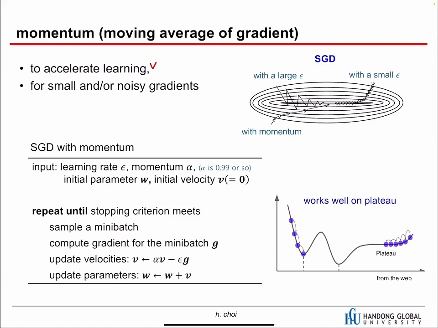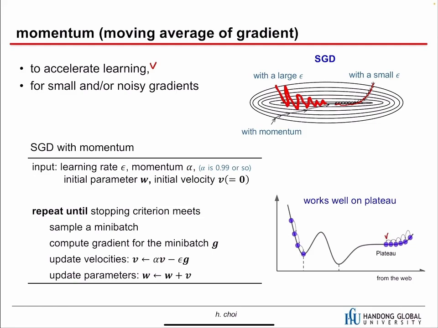In SGD, with a large epsilon, it could follow this trajectory. This is not that beautiful. It looks ugly, but it converges. Okay, good. But with a small epsilon, it goes smoothly. Then we need a lot of steps, but eventually it can go. But the problem is the plateau.